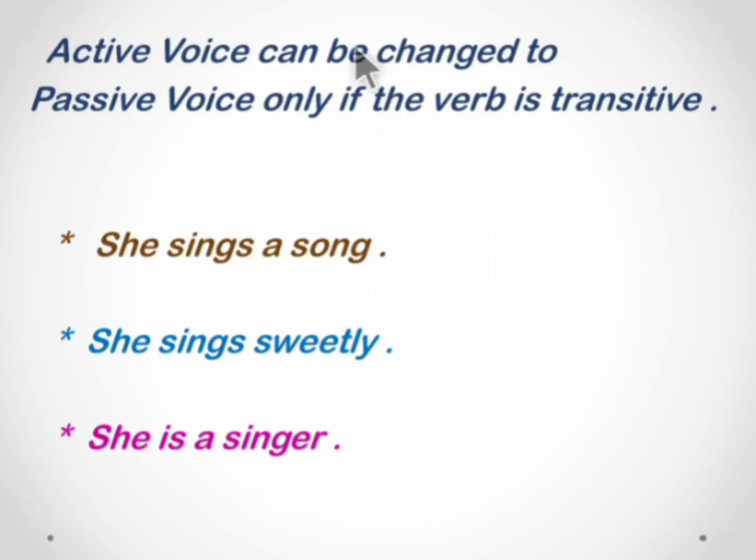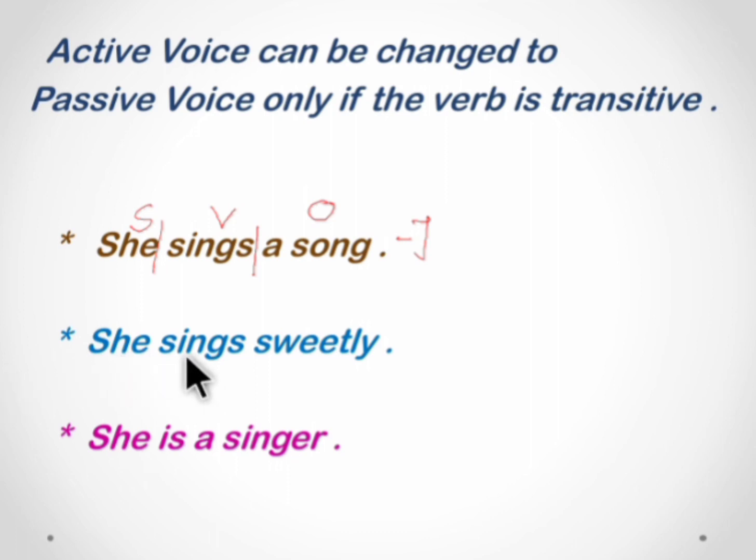Next, active voice can be changed to passive only if the verb is transitive. So to know the sentence pattern, we should know the transitive verb and intransitive verb. She sings a song. So she is the subject, sings is the verb. How do we identify an object? It should answer the question what or whom. What did she sing? A song. So this is an object, and this is a transitive verb.